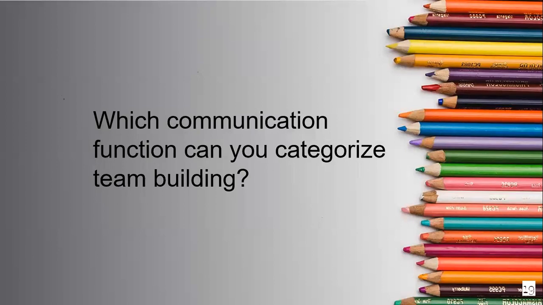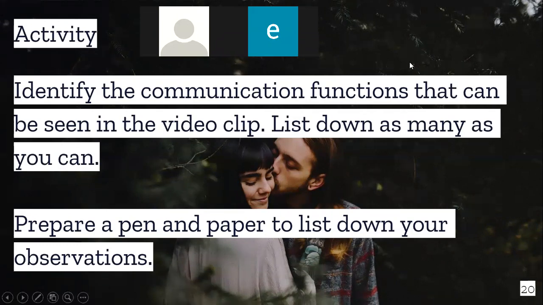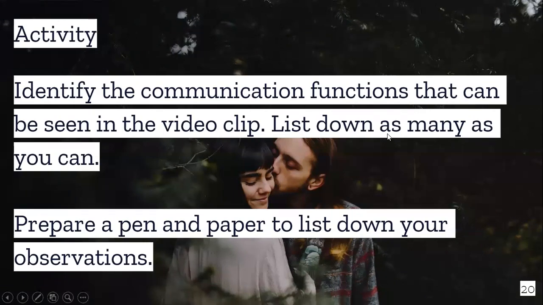So I want you guys to, do you have a pen and paper with you? Please prepare a pen and paper because I'm going to show you something. Then after that one, we're going to have an activity. So get a pen and paper. Okay, so this is the activity. Identify the communication functions that can be seen in the video clip. List down as many as you can. Okay, prepare a pen and paper to list down your observations. So, okay na ta? Do you have your pen and paper na? Okay. Let's watch the video.